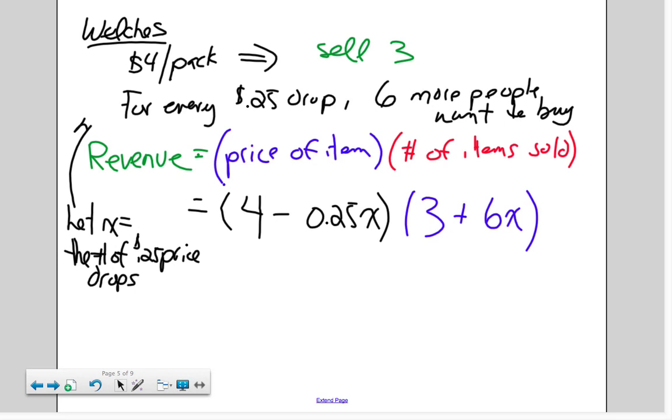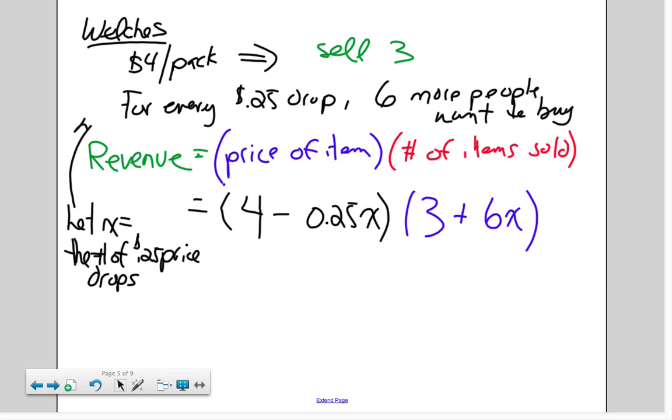Okay, so for every time you drop it 25 cents, you get another 6. So every time I drop the price, I sell 6 more. So it is a linear equation, right? The number I sell is linearly related to the number of price drops. So I dropped it once, I sell 9. I dropped it twice, then I sell 15, and so on.